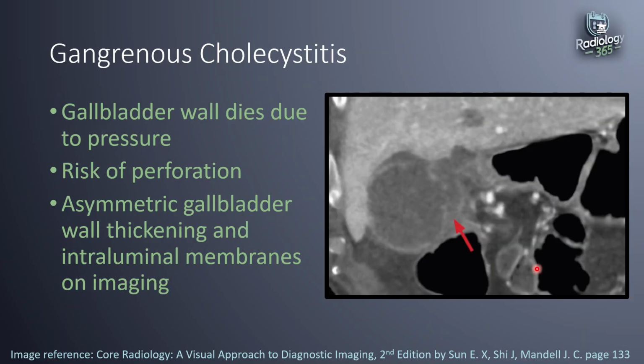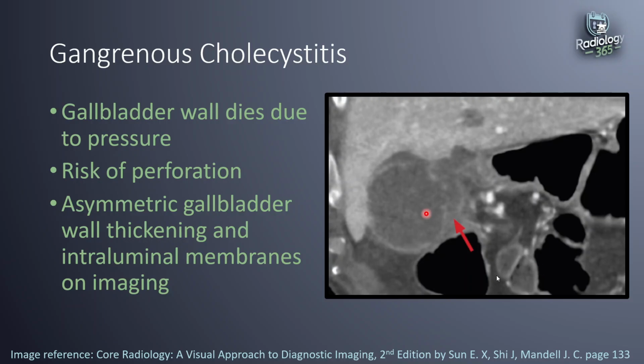Now, gangrenous cholecystitis is due to increased intraluminal pressure, leading to gallbladder wall ischemia and necrosis with high risk for gallbladder perforation. On imaging, gallbladder wall thickening may be notably asymmetric, and intraluminal membranes may also be present. Treatment of gangrenous cholecystitis is emergent cholecystectomy or cholecystostomy, just like the emphysematous cholecystitis.